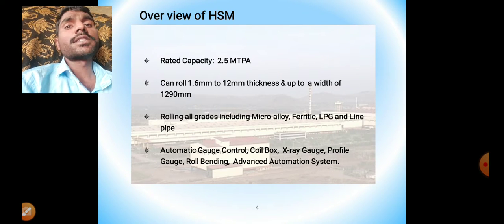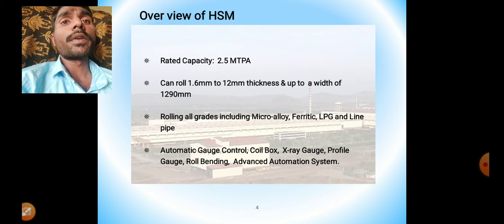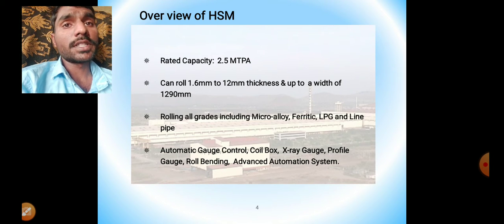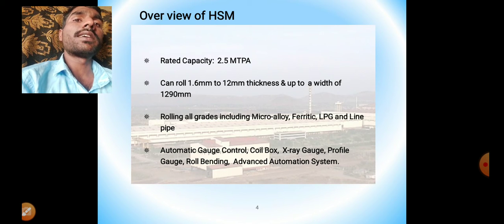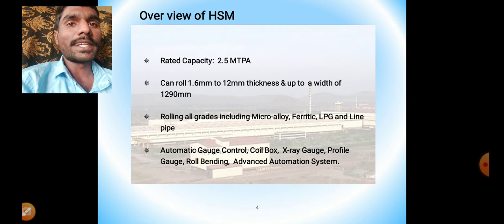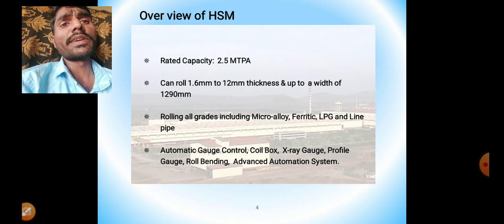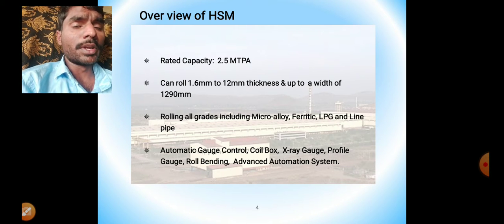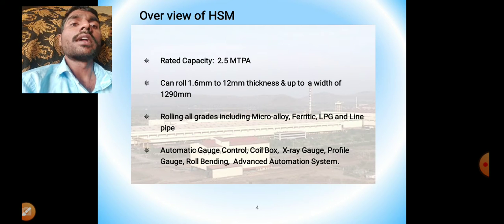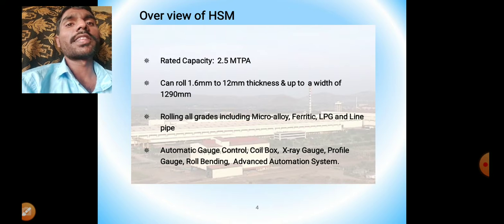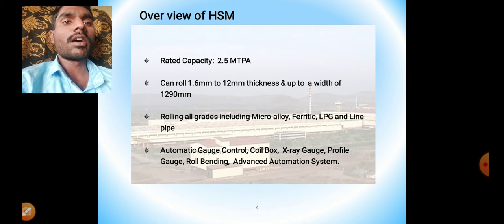This is the overview of the HSM. The capacity of the HSM is 2.5 million tons per annum. The rolling can be from 1.6 mm to 12 mm thickness, and up to a width of 1290 mm. The rolled products are used for welded tubes, galvanizing, cold rolling, micro alloys, LPG, line pipes, etc. And the equipment we are using in hot rolling includes automatic gauge control and the coil box.